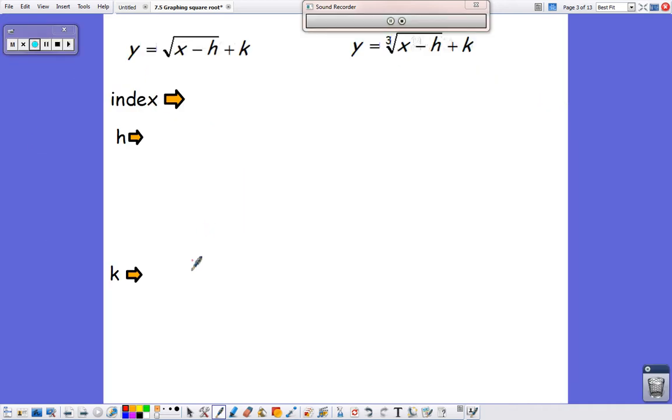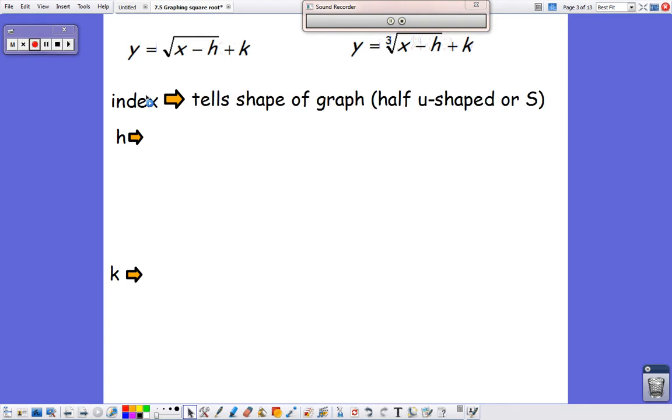Okay, so when we actually go to graph these things, there's a couple of things that you have to remember. First of all, the index. On a square root and a cube root, the form pretty much looks the same, with the exception of the indexes. This one here has an index of 2. This one has an index of 3. The index is going to tell me the shape of the graph. So the square root is going to have a half U shape, and the cube root is going to have that laid down S shape.